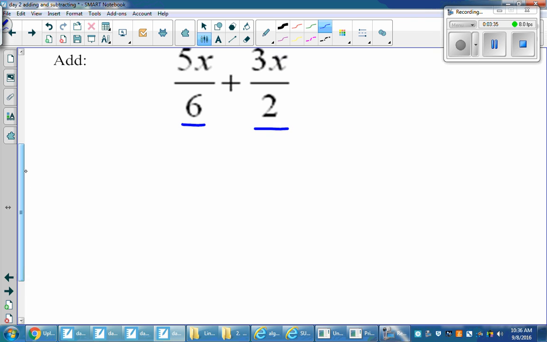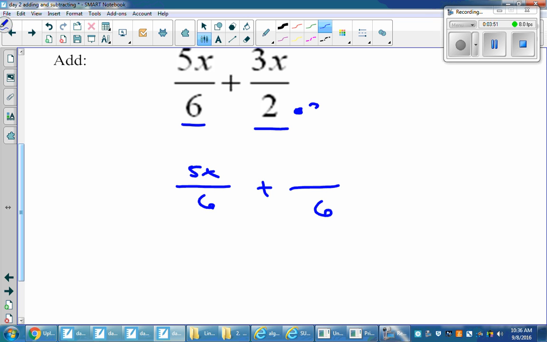So if I have 6 as my common denominator, I'm going to have to make a few adjustments. My first fraction had a 6 as a denominator, so I don't have to change the top. But the second fraction had a 2. So I have to ask myself, well, what did I multiply that 2 by to turn it into a 6?